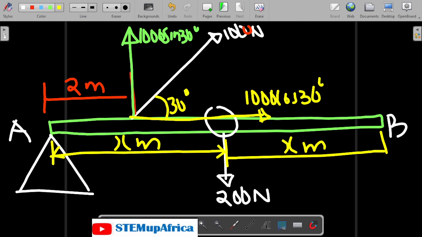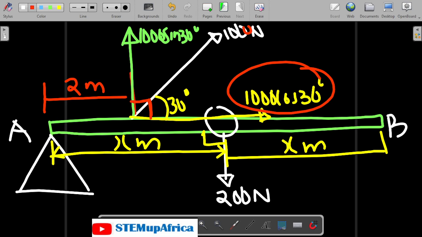So you will agree with me that this force of 200 is perpendicular to the rod. Then this force of 1000 sine 30 is perpendicular to the rod. But 1000 cos 30 is not perpendicular to the rod. In fact, it's parallel to the rod. So that means the 1000 cos 30 is not usable at this point. So we're going to focus our interest on the 1000 sine 30 and the 200 Newton.